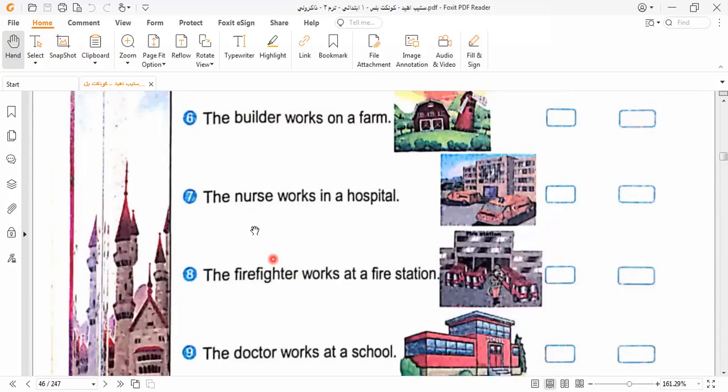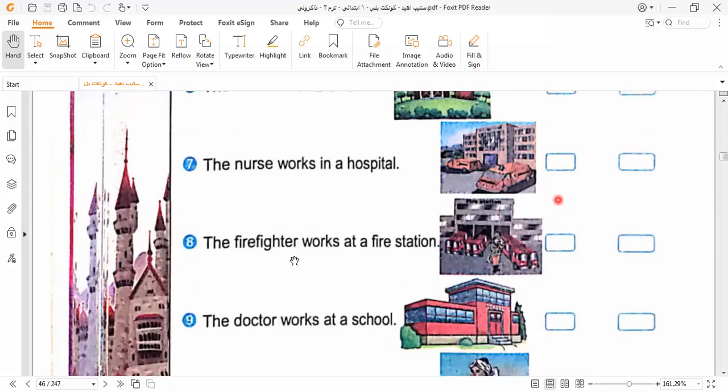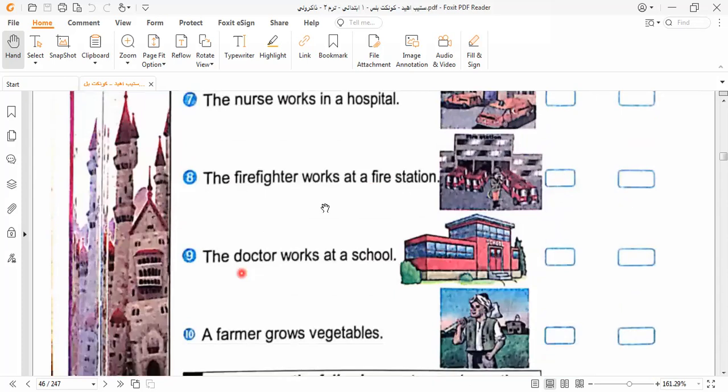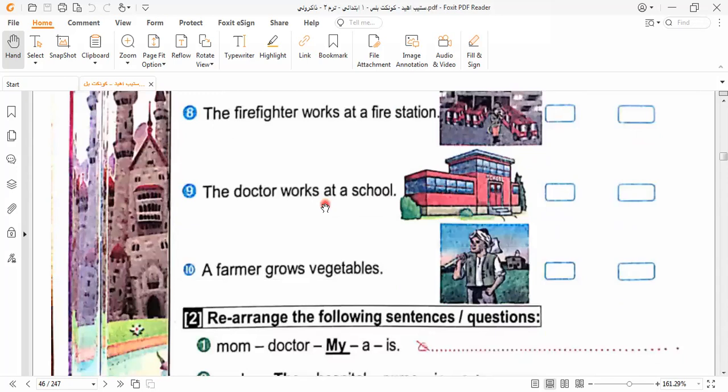The nurse works in a hospital. Yes. A firefighter works at a fire station. So I would say yes. A doctor works at a hospital. As we said before, you can say no. Okay, I said to you the teacher works.